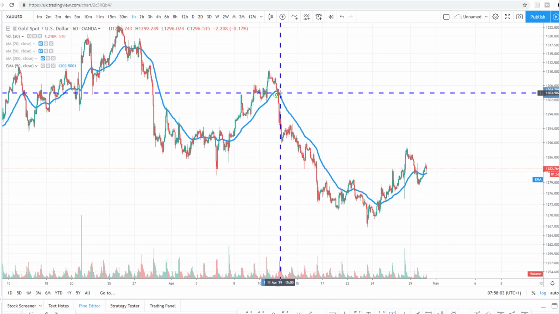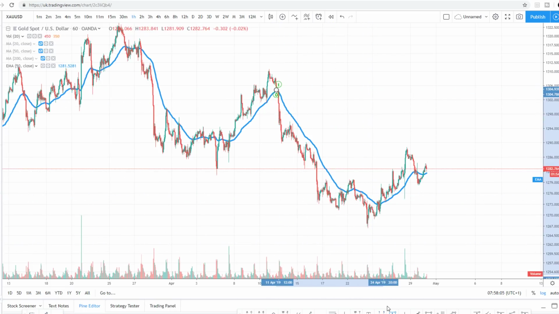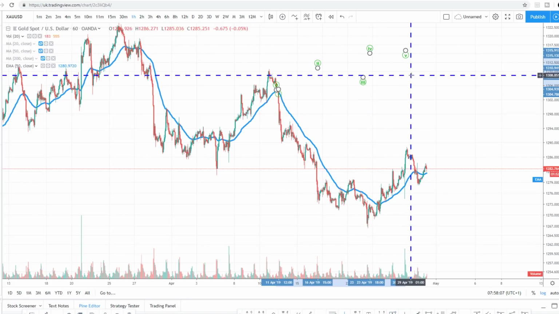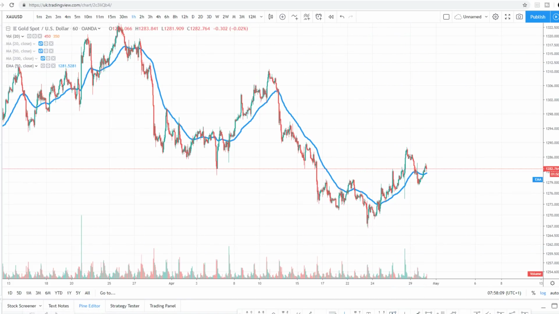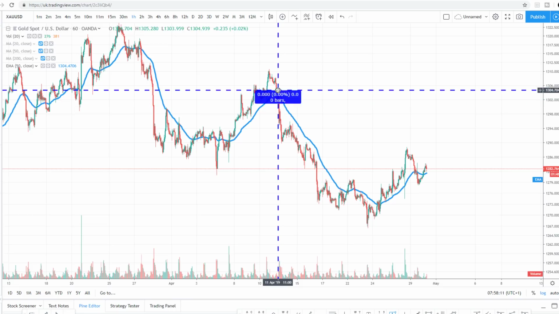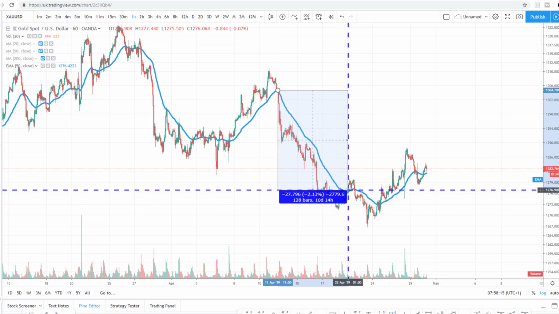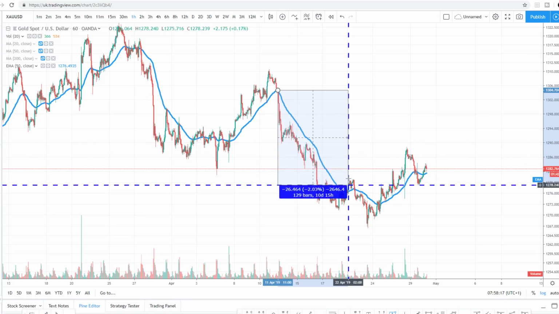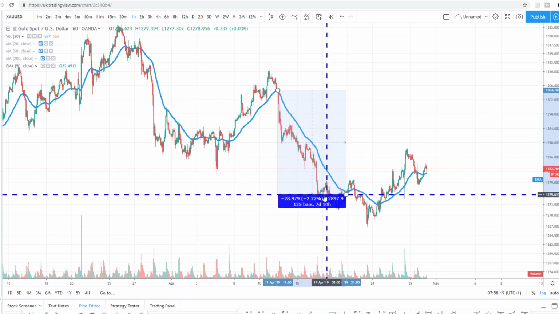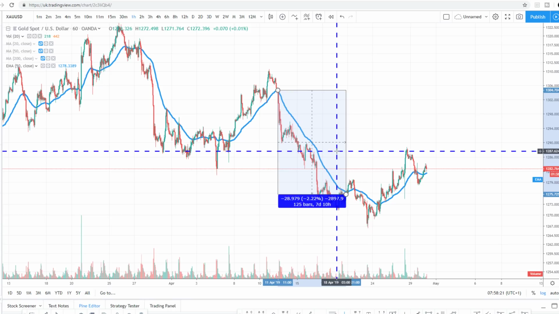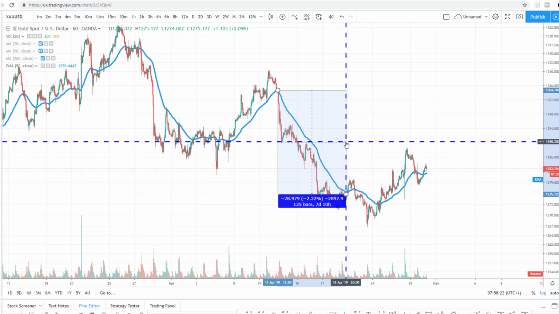Once again, these are just off the cuff examples there. I've not really planned any of this. Let me just get this off, not sure what's happened there. Okay, 50 EMA breaks down here. That would have got you basically a $30 move on gold within 7 days.